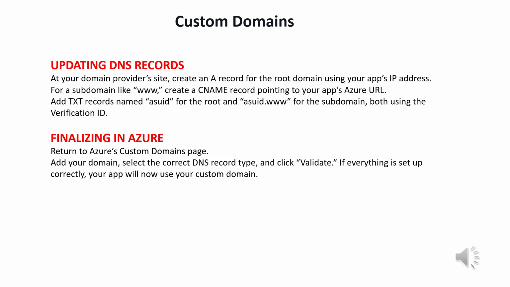Return to Azure's Custom Domains page. Add your domain, select the correct DNS record type, and click Validate. If everything is set up correctly, your app will now use your custom domain.